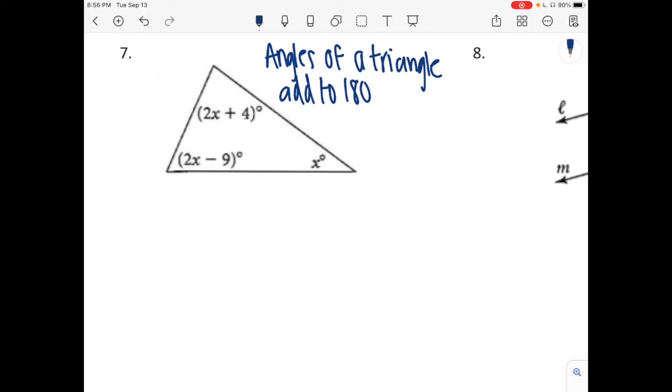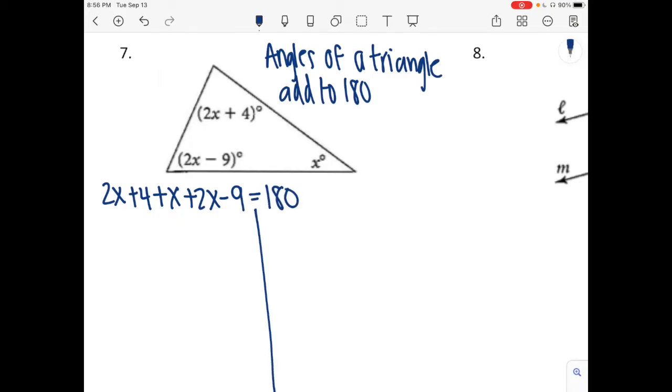And then I'm going to add those together. So 2x plus 4 plus x plus 2x minus 9, and that all should add up to 180. So now I'm going to combine like terms. So 2x plus x plus 2x is 5x. 4 minus 9 is 5x minus 5, and then equals 180.